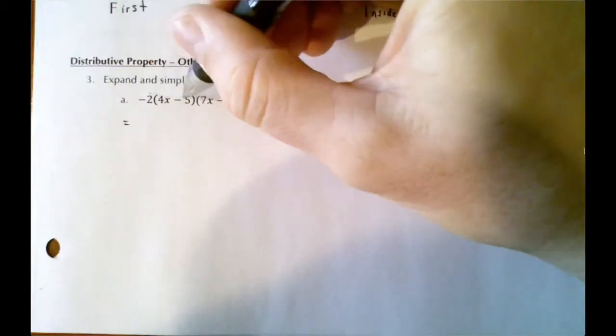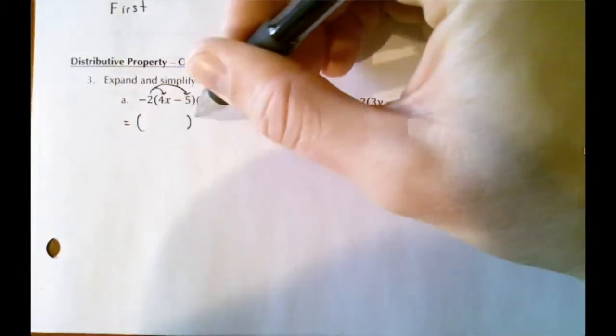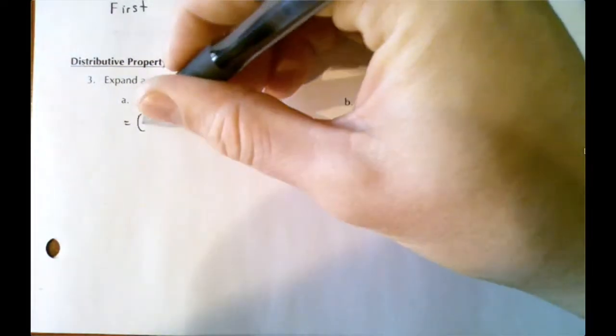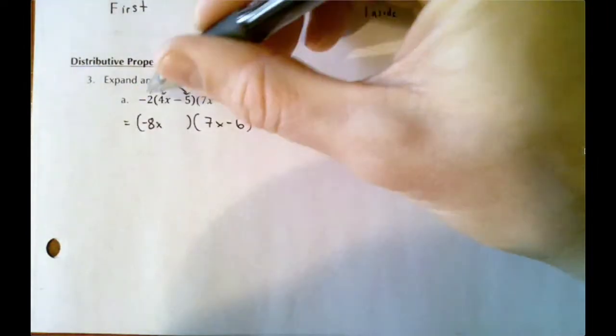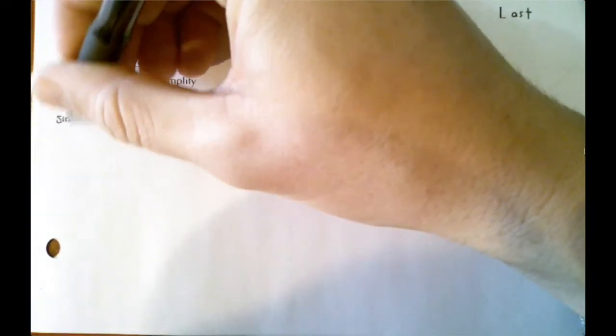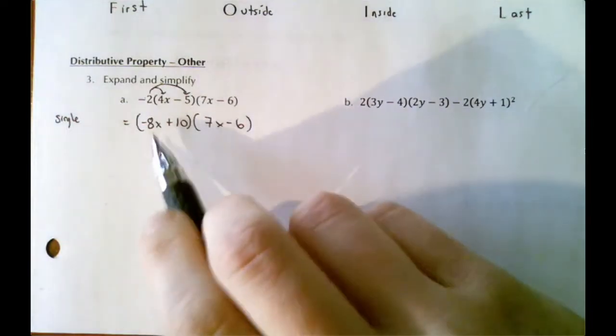So let's try one method. Let's do the 2 into the brackets first. We're going to keep our answer in a bracket because it's being multiplied by something else that's in a bracket. 2 times negative 4 is negative 8x, and negative 2 times negative 5 is 10. This is where we did the single multiplication first. And now we have a bracket times a bracket. Now we would FOIL.